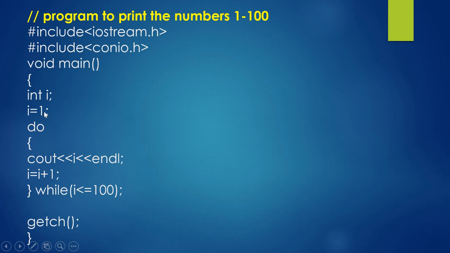Initialization is I is equal to 1. Then these are the statements to be repeated. In that there should be one increment statement. Here the increment statement is I is equal to I plus 1. The condition is I less than or equal to 100.